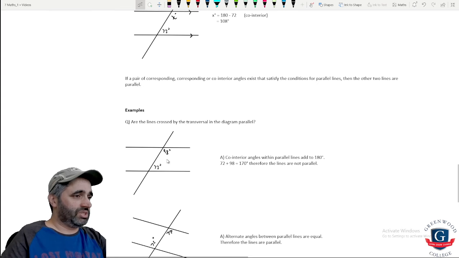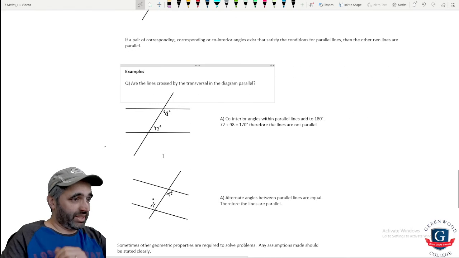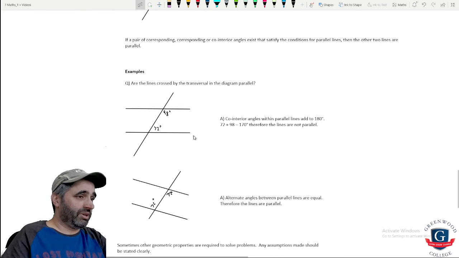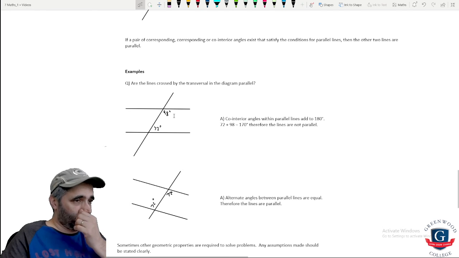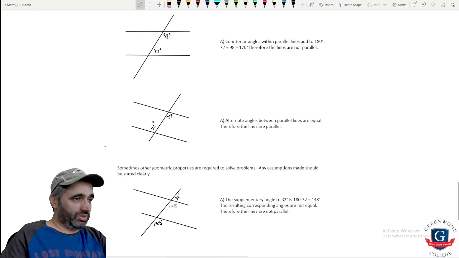Now, we can use this in reverse. So if we don't know if they're parallel, if they satisfy the conditions for corresponding, cointerior or alternate, we can then determine they're parallel. So if I have a look at this, these are cointerior angles. If they add to 180 degrees, those two lines would be parallel. Given that they add to 170 degrees, we can determine that they're not parallel. With this one, these are alternate angles. Alternate angles, if these two lines here were parallel, they would be the same. They are the same, therefore they are parallel.